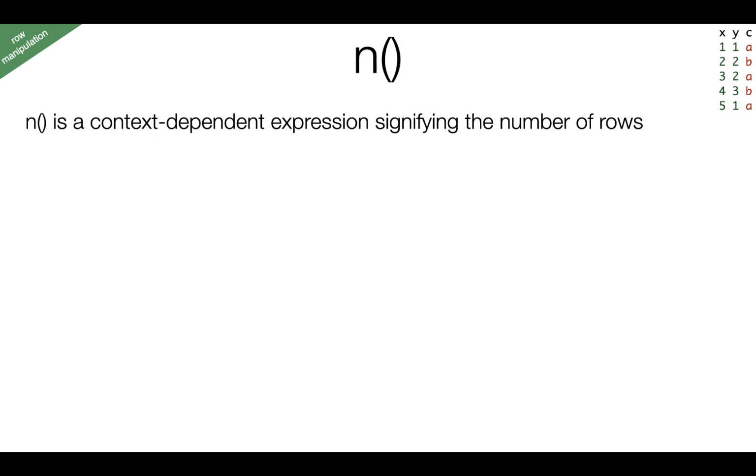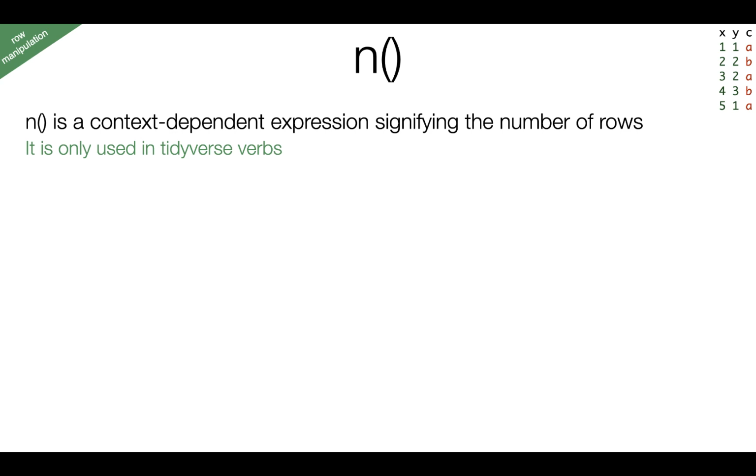The last function that we want to talk about in row manipulation is n. n is kind of the simplest and the strangest of the functions that we have talked about in this video. n is a context-dependent expression that refers to the number of rows of the tibble at that point in the computation. Okay? It's only used inside of other tidyverse verbs. So usually you will be using this within other dplyr calls. You would never use this kind of at the top level at the console itself.